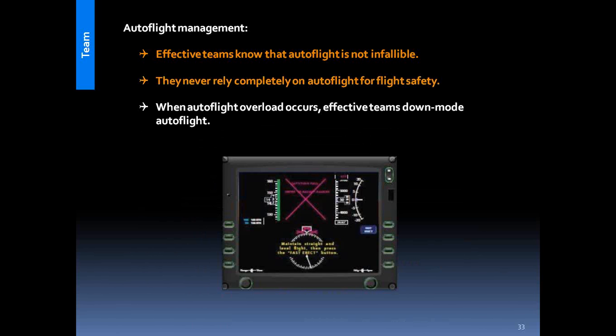When Autoflight overload occurs, and it will, effective teams downmode Autoflight. So you have to know when you're getting behind the game with the Autoflight and you've got your head down too much, and so forth. And we'll talk a little bit about warning flags later. Then you have to know how to downmode out of that full Autoflight to a mode that you can handle, that the workload is within your capabilities.